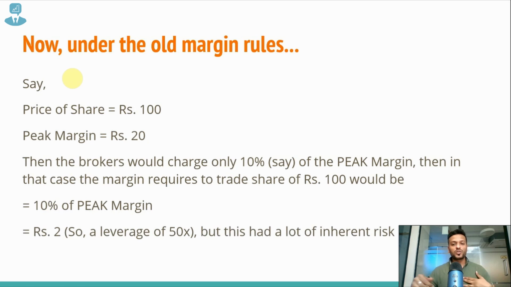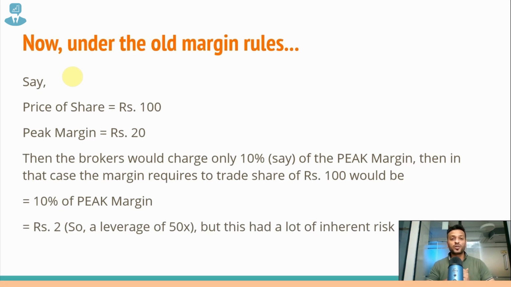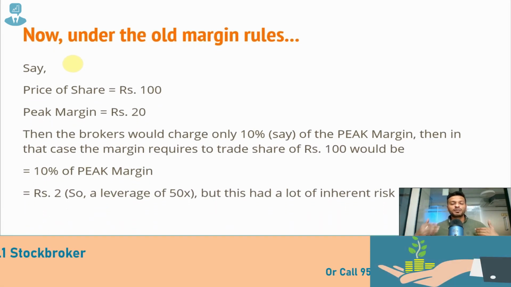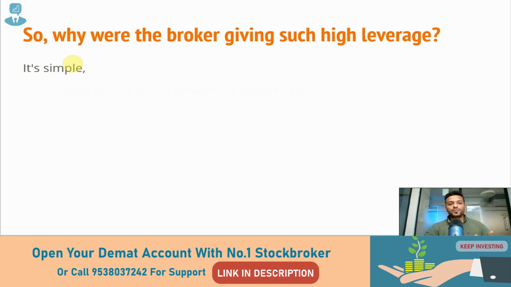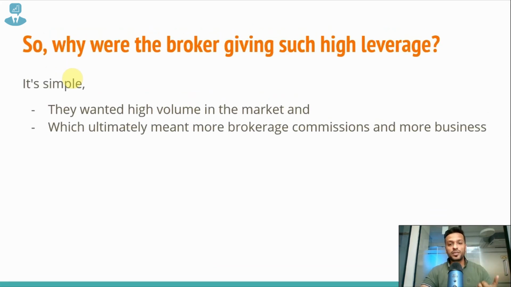Now the point was this: why would the broker take such a risk? Because if the share price moved significantly, they had a chance of losing money and they would have to ask for more margin to be deposited by the trader or investor. This was simply done to get more volume in the market, which ultimately meant more brokerage for the brokers. It goes without saying, the more transactions you do, the higher the brokerage you pay, which is a major source of income for the brokerage houses. So they took the risk of giving leverage on the peak margin also, which means the traders were happy and the brokerage house was happy.